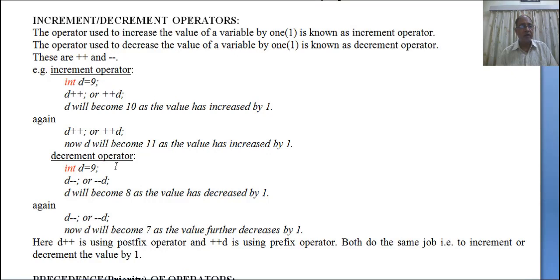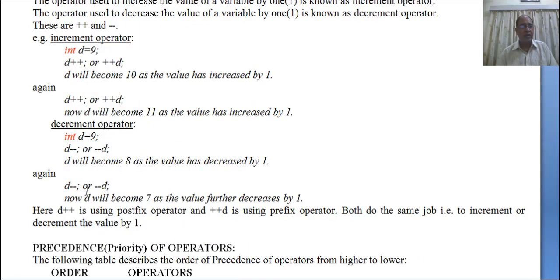Now we use the decrement operator. We say int d is equal to 9. d minus minus or minus minus d, so it will be decreased by 1. So d will become 8 because it decreases by 1. Again d minus minus or minus minus d, again it will be reduced by 1, so it will become 7.